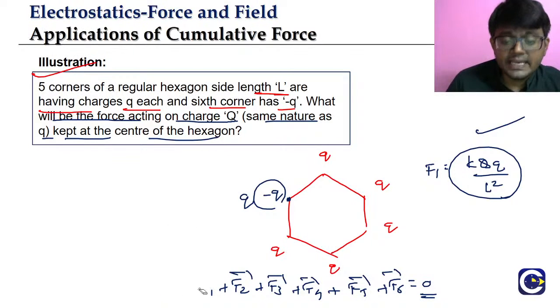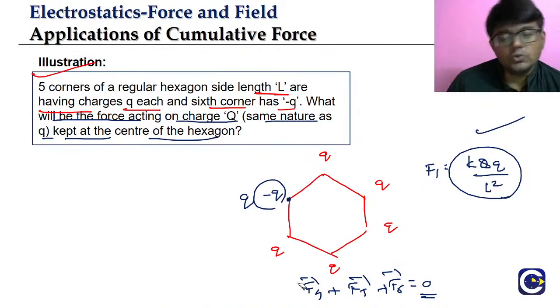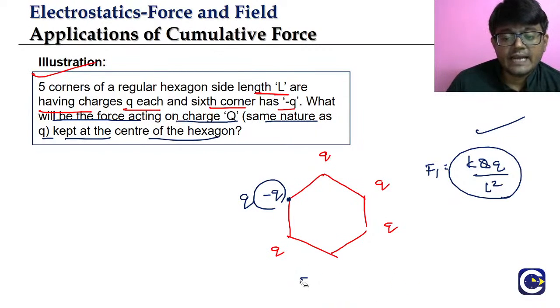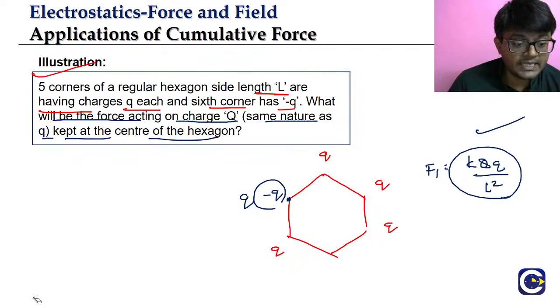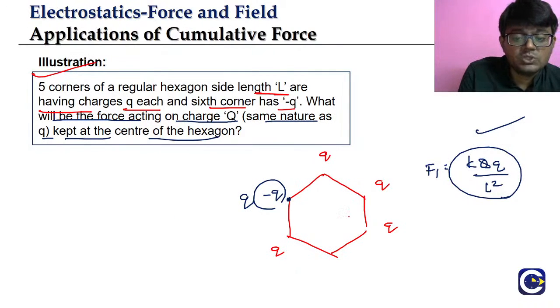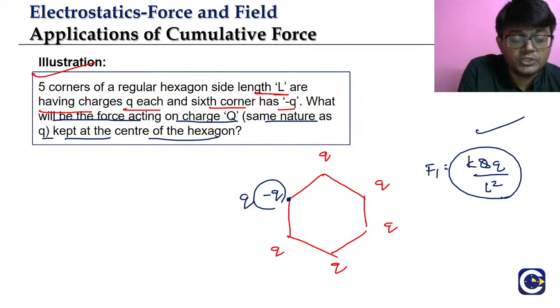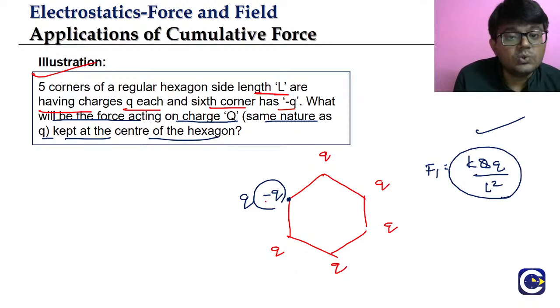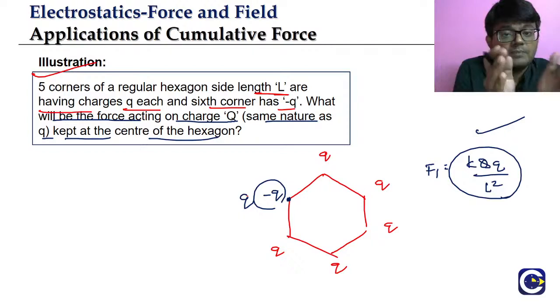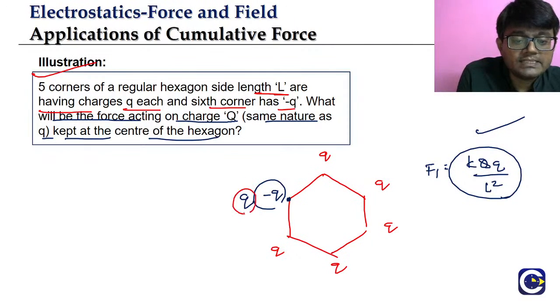In place of minus q, we should be having q at the 6th corner. In the actual problem, we have minus q there. But if we had a plus q instead, that condition would be satisfied. Now look, clearly see what we are going to do. This is the principle of superposition. How will I write minus q? I will say minus q is made up of 2 parts: one is q, and the second is minus 2q.